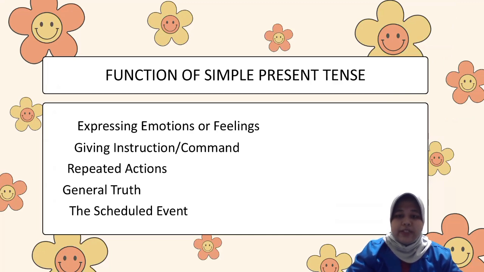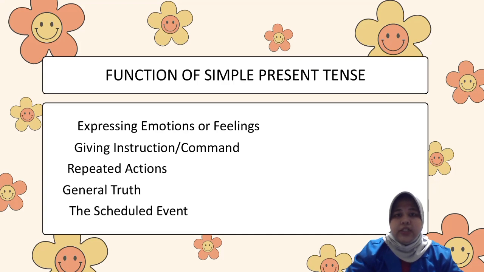Function of simple present tense. First, expressing emotion or feelings. The first function of simple present tense is to express expression or feelings. Therefore, when we want to express expression and feelings through sentence, we can use simple present tense sentence. Example, I hate you. Second, giving instruction or comment. Secondly, simple present tense sentence functions to express comments or instruction. We often see a comment or instruction in a simple present tense sentence. The example is put the glass on the table.